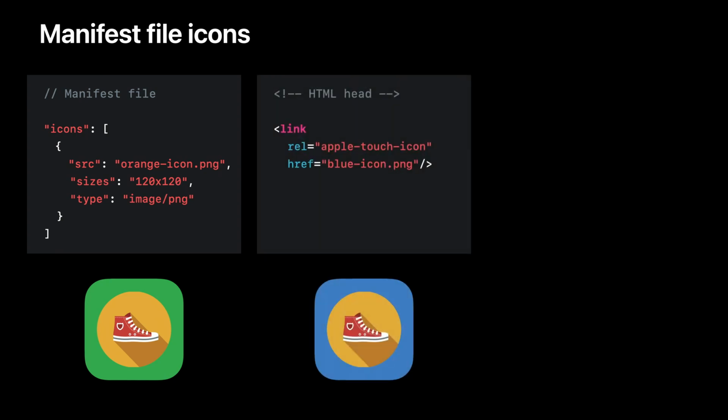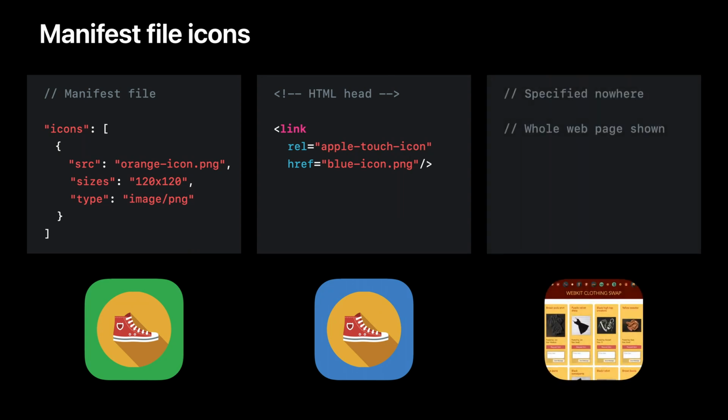If you want to deliver one icon to iOS and iPadOS while delivering a different icon to other mobile platforms, you can still do so by defining the icon for Apple devices in that HTML head using the Apple Touch icon. And if you don't declare an icon in either place, then when a user saves your site to the home screen, they'll simply get a screenshot of your site.